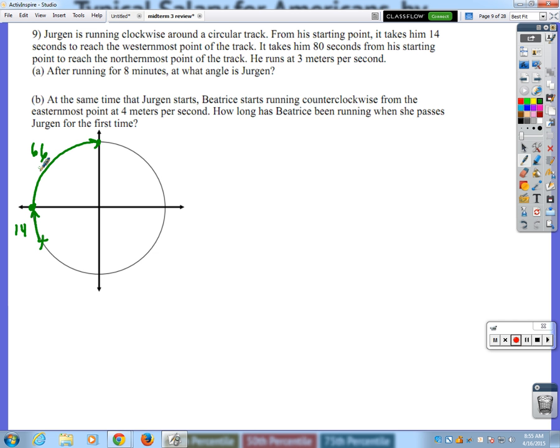Starting point. Okay. And this proportion here could just tell us already where he would start, looking at that information right there. You guys see how you do that? You could say 66 seconds to go 90 degrees, so 14 seconds to go how many degrees?